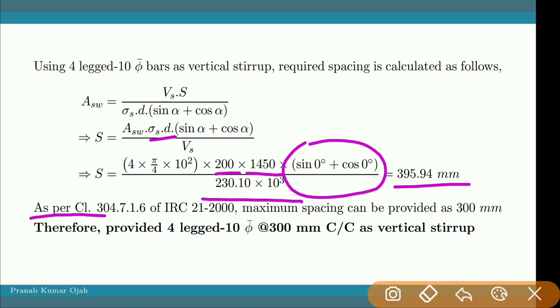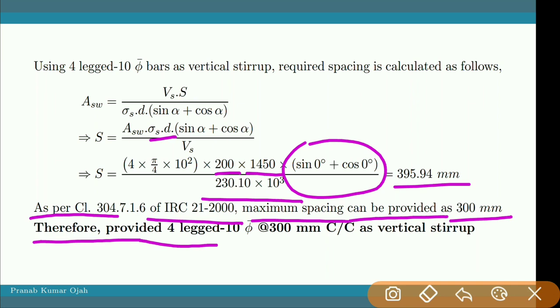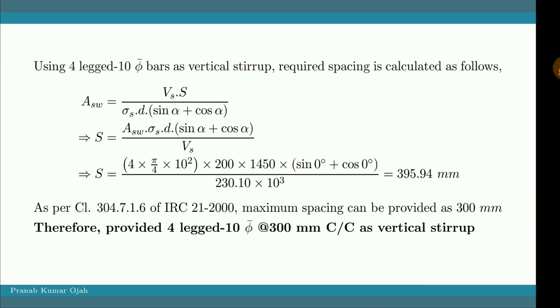This is the spacing required. Now, as per clause 304.7.1.6 of IRC 21/2000, the maximum spacing that can be provided is 300 mm. So we can provide spacing up to 300 mm. Therefore, I shall provide 4-legged 10 mm bars at the rate of 300 mm center to center as the vertical stirrup. That is all about the design of the longitudinal girder for bending moment as well as for the shear force.